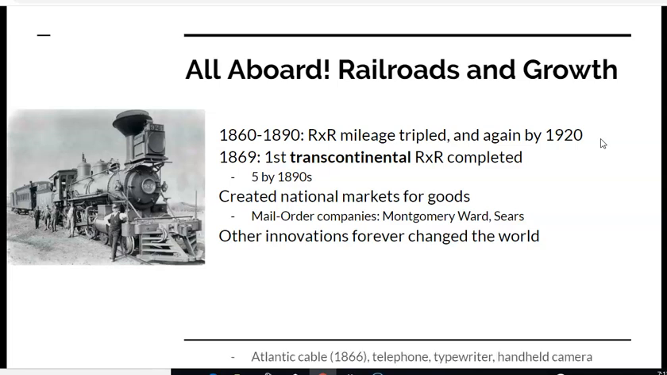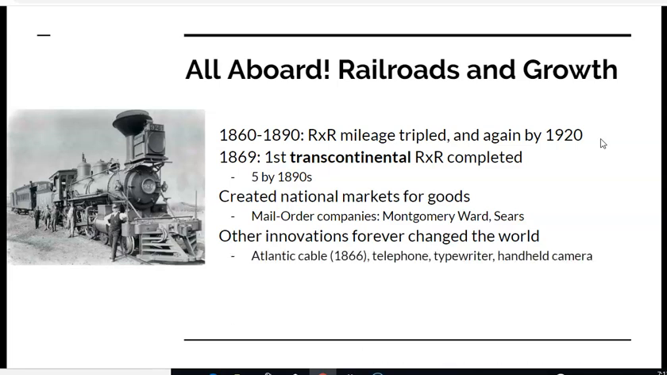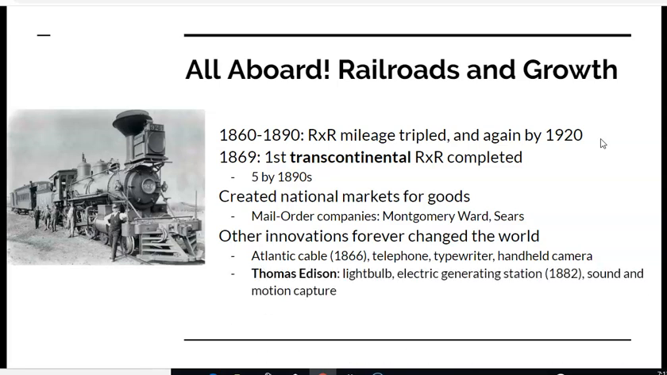Other innovations that would forever change the world emerged during this time. The transatlantic cable connected Europe with the United States so that we could send telegraph signals between Europe and the United States. So messages were being sent more quickly. This was soon replaced by telephones. Telephones began to emerge all across the United States and then around the world. The typewriter made it easier to write letters, and handheld cameras became useful. So well before you had your phones to take pictures, we had handheld cameras.